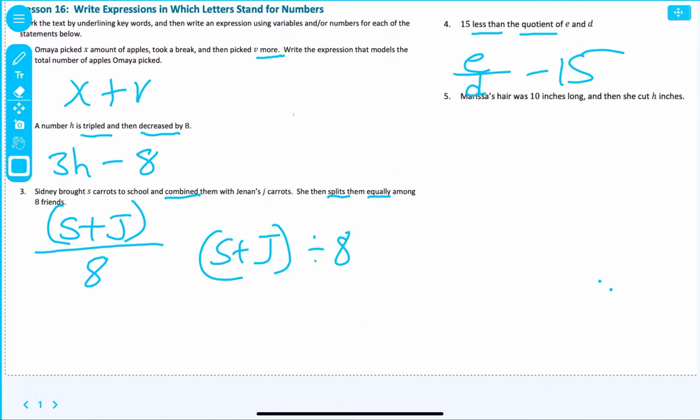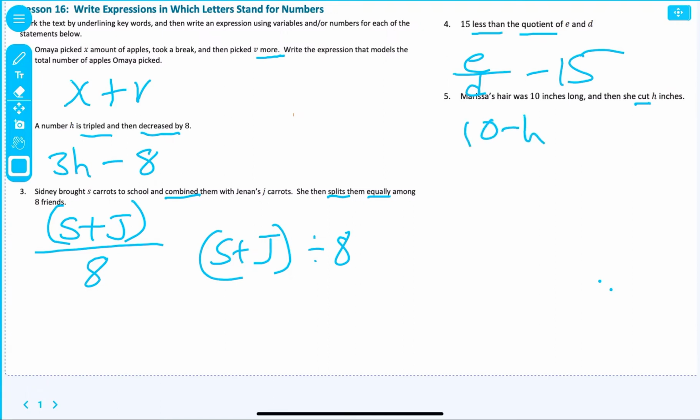Now, Marissa's hair was 10 inches long, and then she cut H inches. What are you going to underline here? What would cut tell you to do? Yes. So it may not be a typical word that we're looking at, that we expect. But cut, we know that you're not adding to your hair if you're cutting your hair, right? So how would we write this, Chloe? That's it.